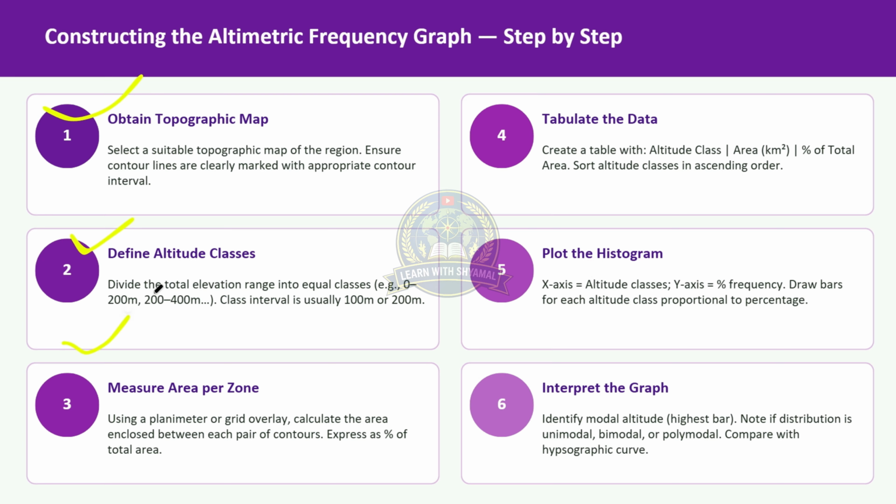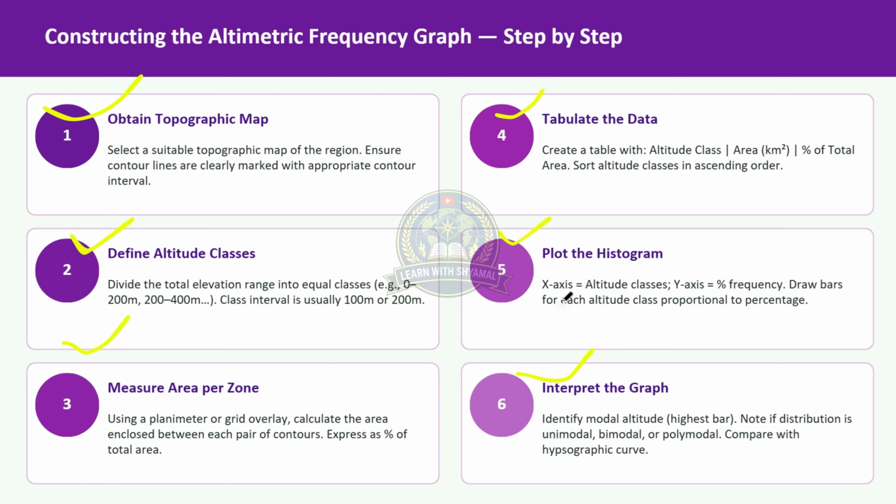Measure area per zone. Using a planimeter or grid overlay, calculate the area enclosed between each pair of contours, expressed as percentage of total area. Tabulate the data. Create a table with altitude class, area in square kilometers, and percentage of total area, sorting altitude classes in ascending order. Plot the histogram: x-axis altitude classes, y-axis percentage frequency. Draw bars for each altitude class proportionally to percentage.